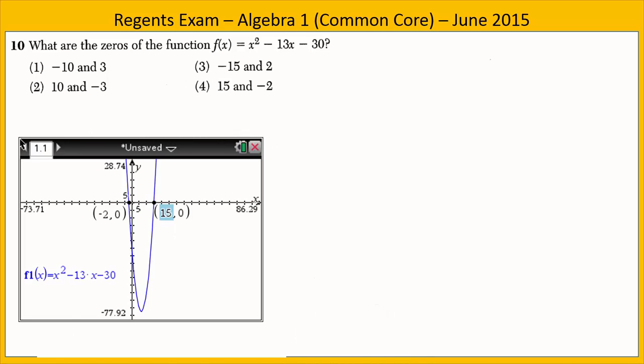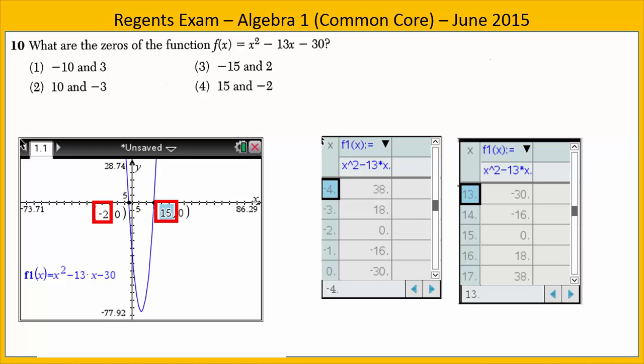Another option would be to look at the graph. You can put the function in your graphing calculator and find the zeros. You see a 0 at -2, 0, and a 0 at 15, 0. -2 and 15 are the zeros. Again, choice 4. You could also look in the table. Notice in the table that at -2 we have an output of 0, and when x is 15, we also have an output of 0. That tells us again that our zeros are 15 and -2.